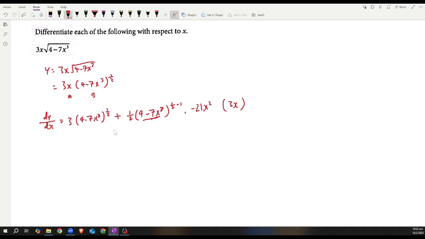Now we have to simplify this whole chunk, right? This one, 3 times (4 minus 7x cubed) to the power of half, plus, I'm going to multiply all these terms: half times negative 21x squared times 3x, which will be negative 63x cubed over 2 times (4 minus 7x cubed) to the power of negative half. So now we have to simplify our expression. To simplify, look at each term and then factorize out the smallest.